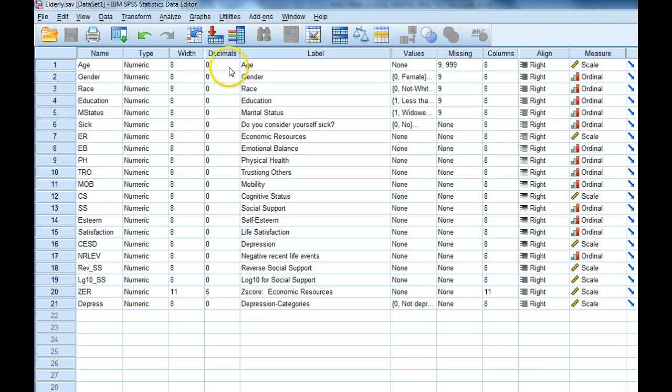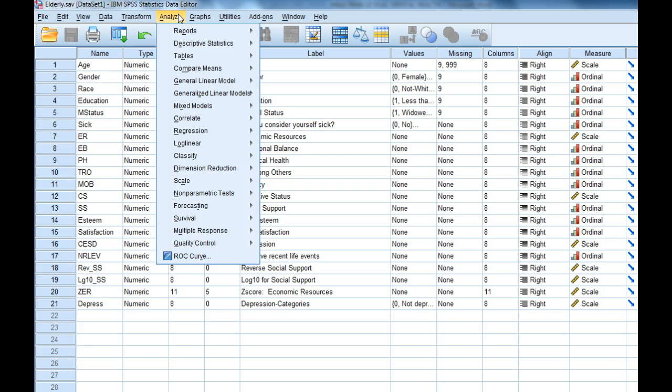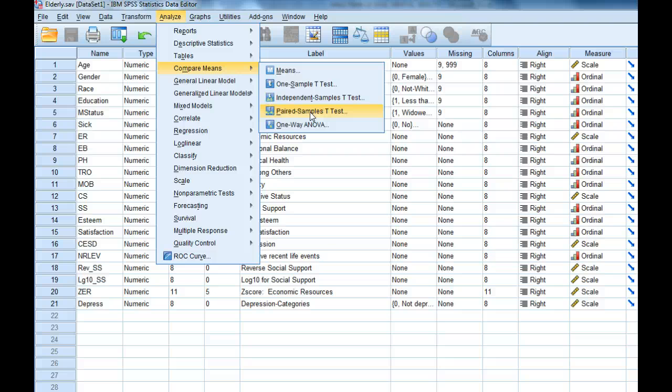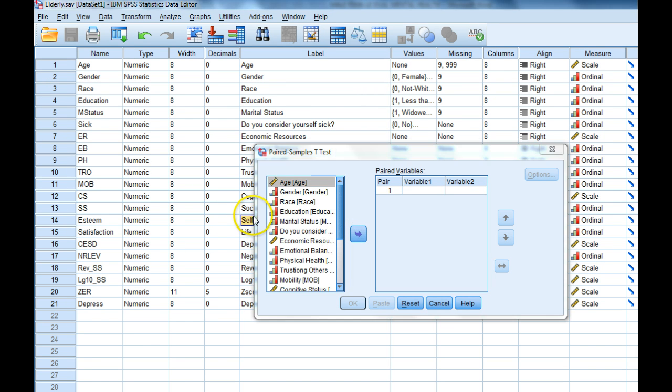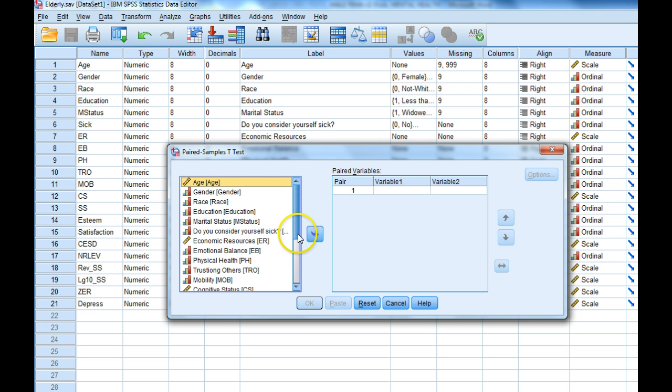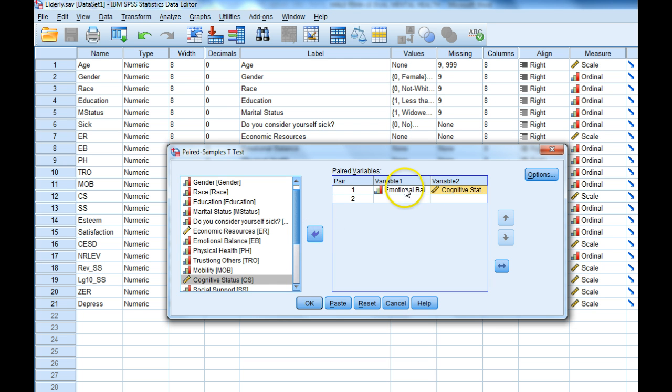So let's go ahead and do our analysis. We're going to analyze. We're comparing means. We're going to the paired sample t-test situation or dependent sample t-test situation. Now we have to identify our pairs. We've got, again, the cognitive status and the emotional balance. It doesn't matter which one we identify first, so we've got the emotional balance, and now we need the cognitive status variable. So that was being identified as the two pairs that are going to be compared.